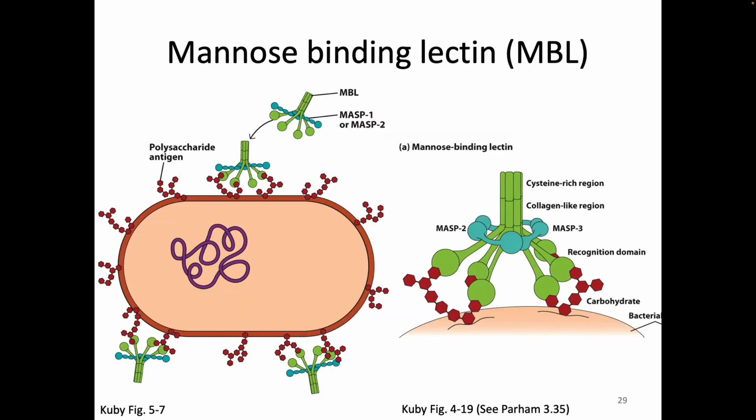One of these pathways, you can see there's a nice figure in your textbook, figure 3.35, that talks about this as well. I liked this one better, but there's a similar figure in your textbook. It's called the mannose binding lectin pathway. Sometimes also just referred to as the lectin pathway.